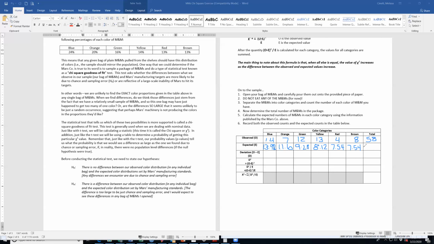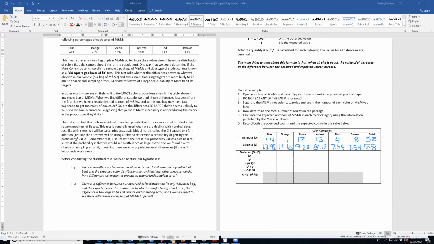All right, if we add up all of the expected values on this row, 13.92 plus 11.6 plus 9.28, plus 8.12, plus 7.54, plus 7.54, you should get 58. So we observed 58, and our expectations are based on having 58 M&Ms in a bag.